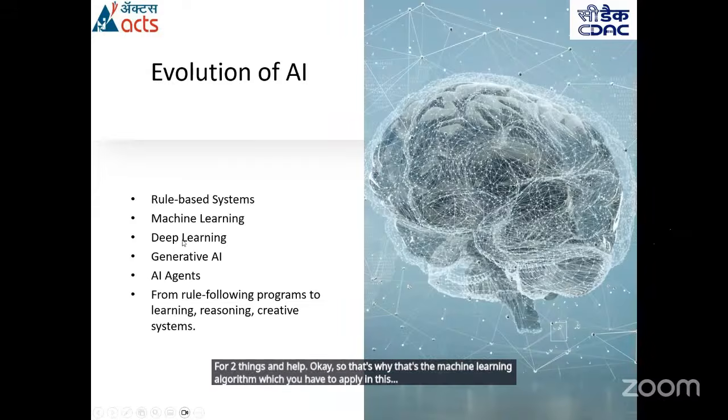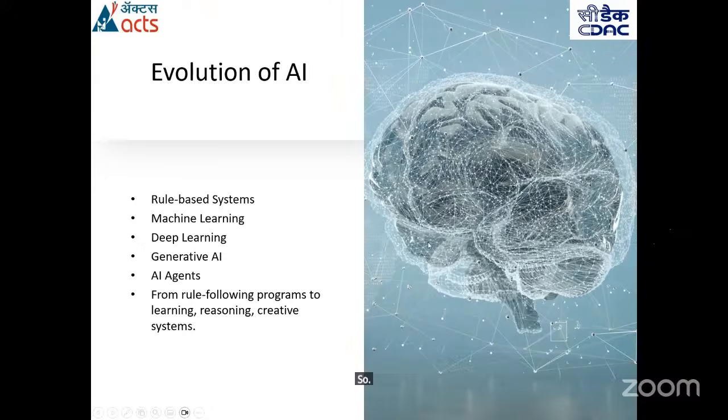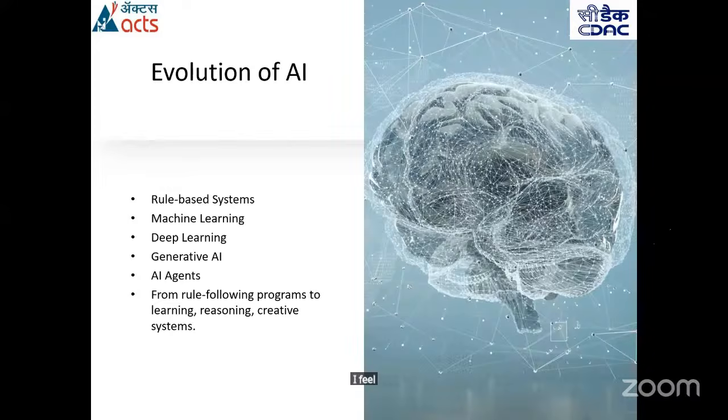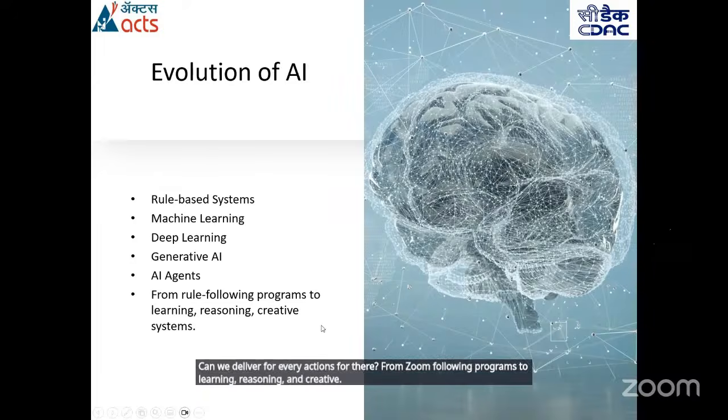After that, we go to deep learning. You have to picture it on the slide. There are multiple neurons, and every neuron has a node and can generate an output. Now come to generative AI. It's just like a mind. I sense everything through the neurons, and it can predict. Yeah, I feel something cool. This is generative AI. An AI agent can be delivered for every action, from rule-following programs to learning, reasoning, and creative systems.